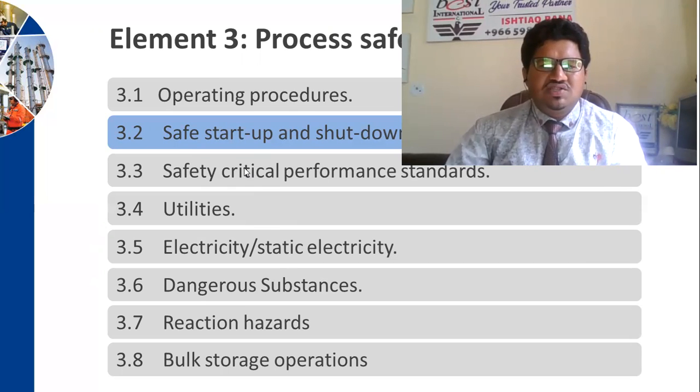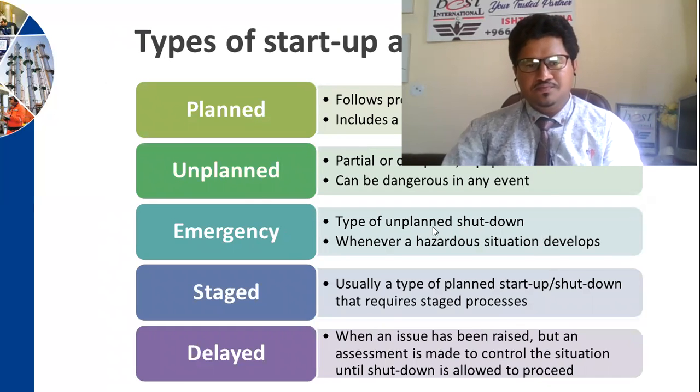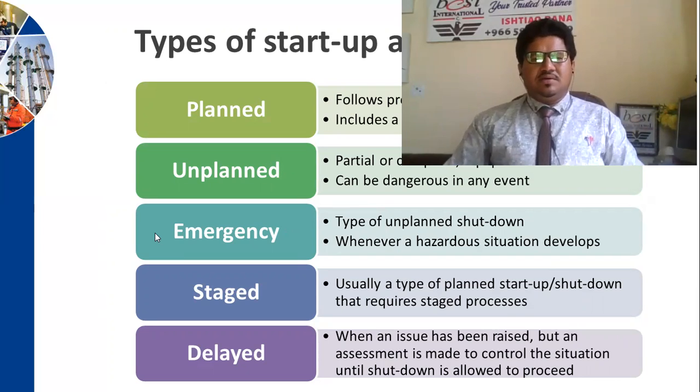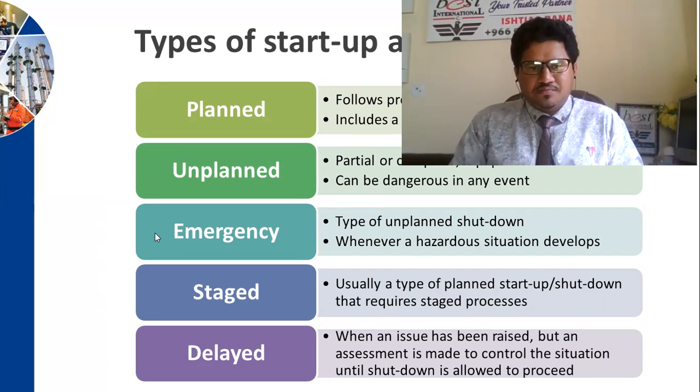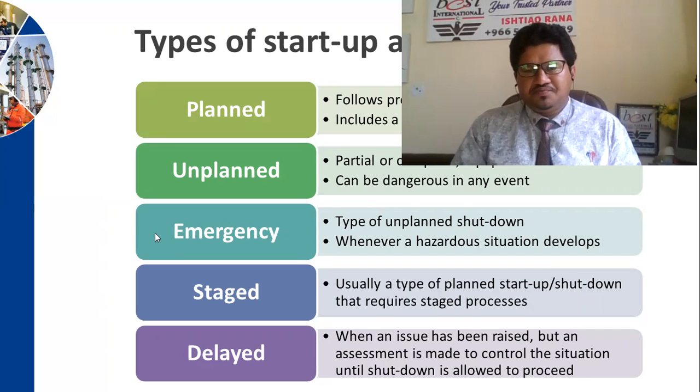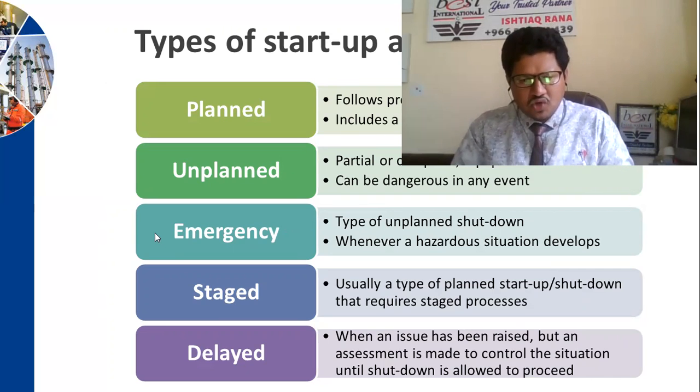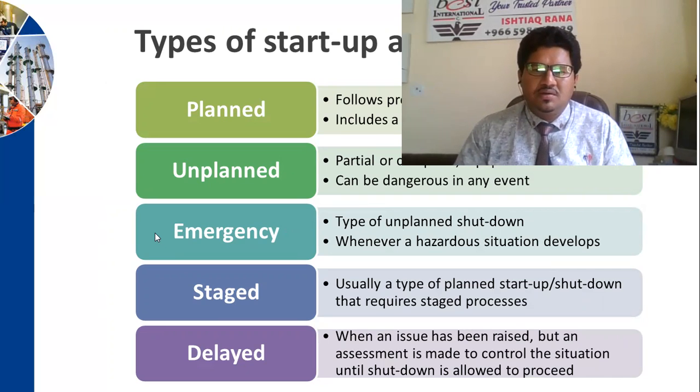Now let's talk about safe startup and shutdown, the second part, 3.2 of Element 3, process safety hazard control. Remember, guys, there are different types of startup and shutdown. It can be planned startup or planned shutdown. It can be unplanned startup or shutdown. It can be emergency startup or shutdown, or staged, or the delayed startup and shutdown. Let's discuss what is planned, unplanned, emergency, staged, and delayed.